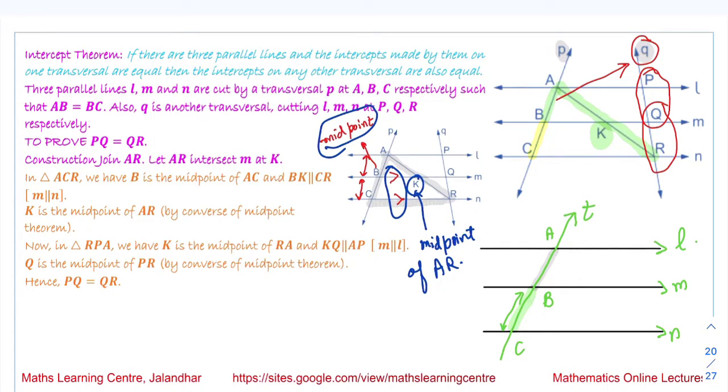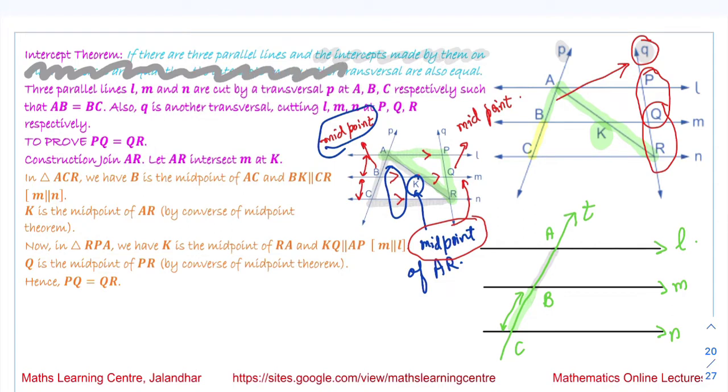Now consider the triangle ARP. In this triangle, we have R is the midpoint. This K is the midpoint. Again, these two lines are parallel. Then this gives us that Q is the midpoint. And this is what we have to prove, that the intercepts made by them on one transversal are equal to the intercept made by them on any other transversal are also equal. That is, if AB is equal to BC, then PQ is equal to QR.